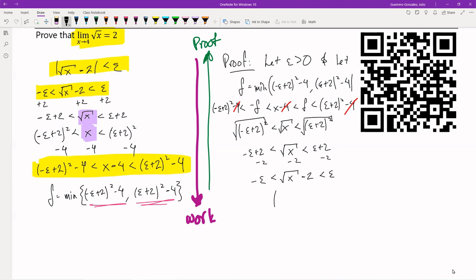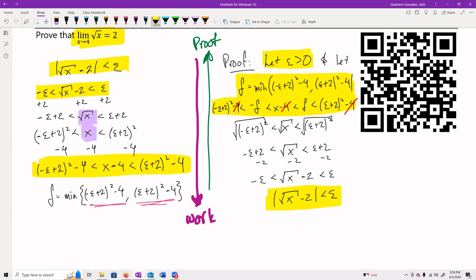And this is the thing that we wanted to begin with, right? The square root of x minus 2 is less than epsilon. So the idea is that we let epsilon be bigger than 0, and if we let delta be the minimum of these two, then we have a containment of our x values that produces a containment in our y values.